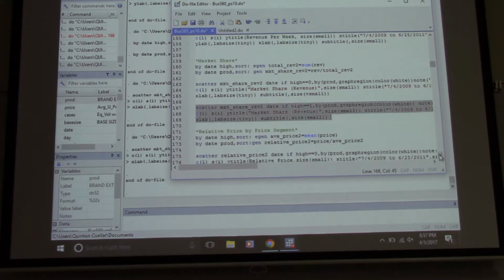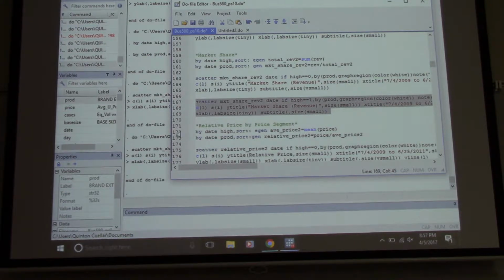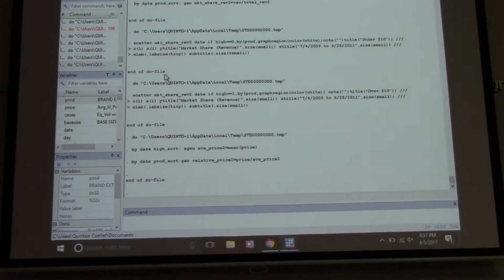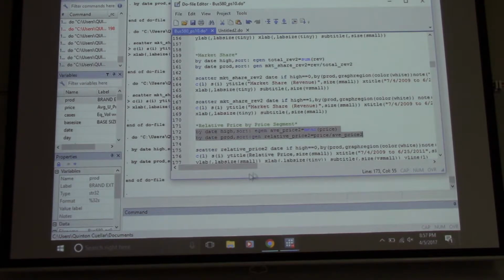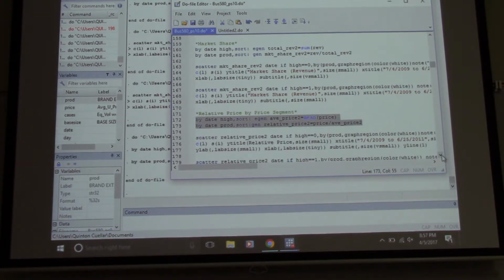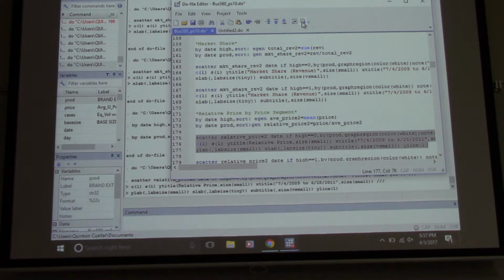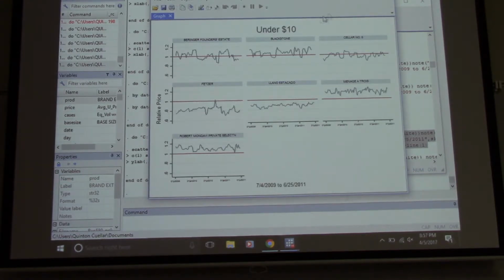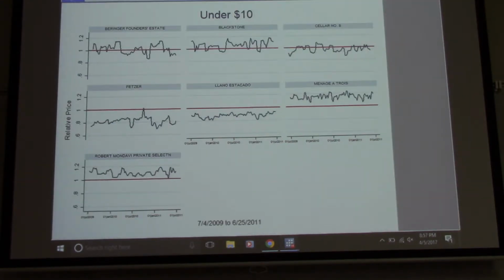Now relative price by price segment. All right, same thing as before, we're just going to do it by price segment. You can see why this would lend itself to Tableau. How many graphs have we generated so far? Too many. Too many? Not enough, there's never enough graphs.